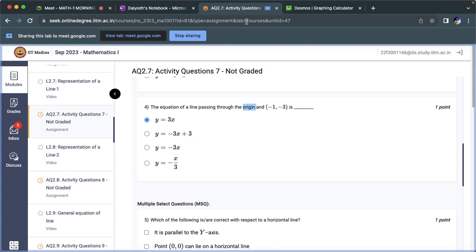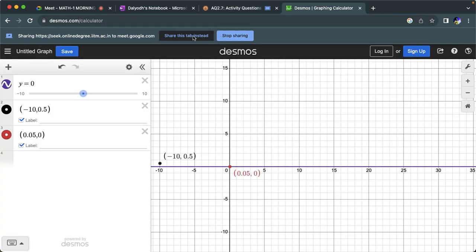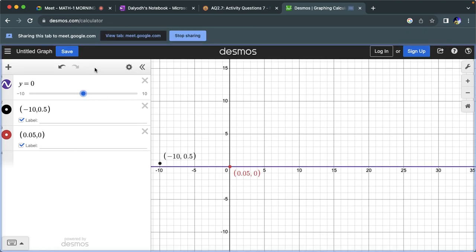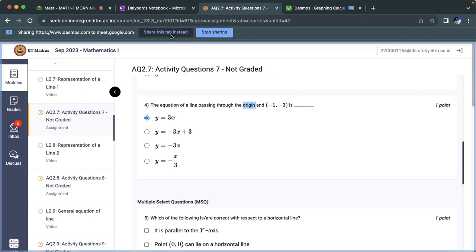So what is c? C is the y-intercept, right? The y-intercept means the value at x equals 0. Here at the origin, when x is 0, y is also 0, because the line passes through the origin and must satisfy this point also. So the intercept is 0. I hope you got it, right? Yes, the other way, understood.